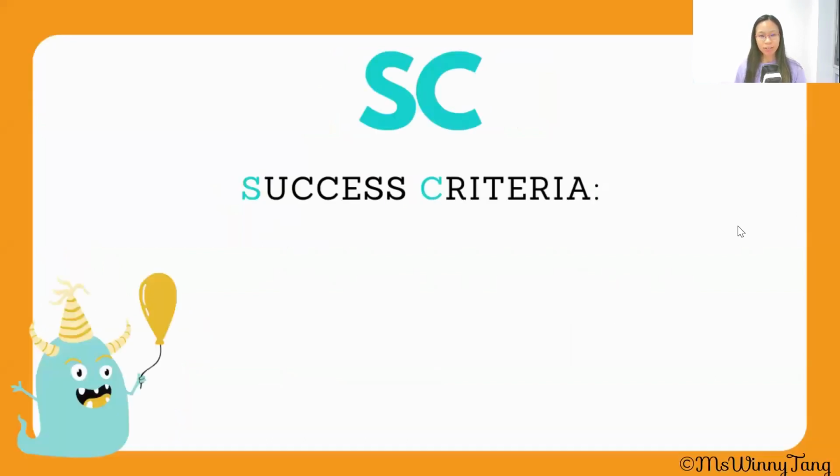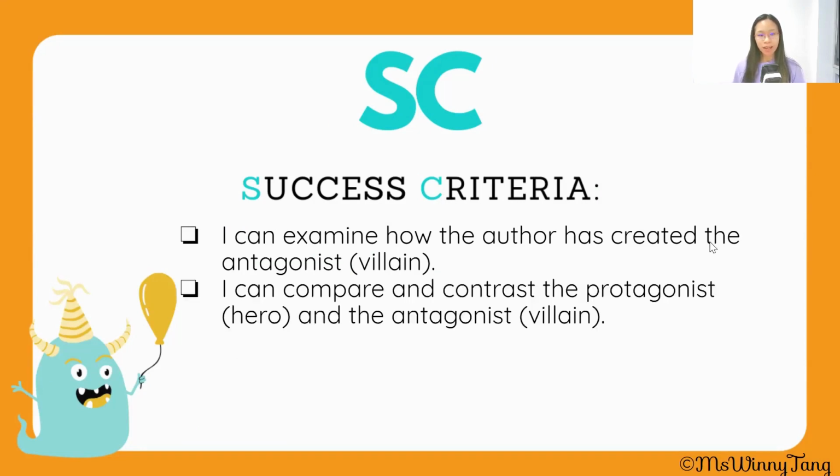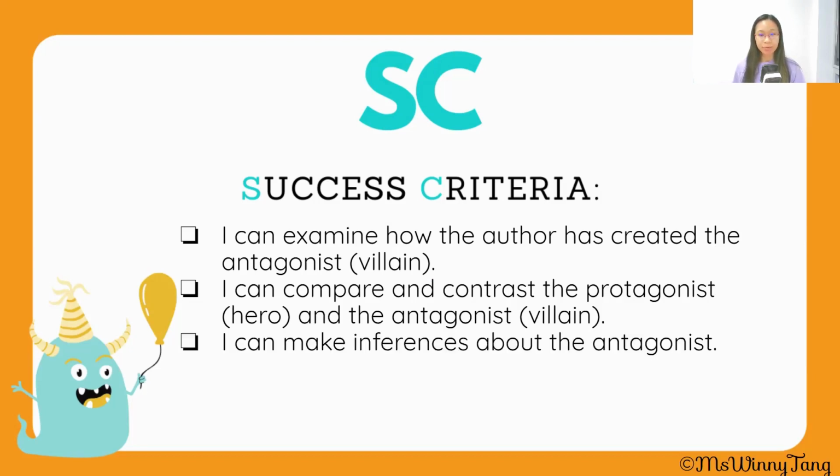Our success criteria for today includes: I can examine how the author has created the antagonist, which could also be the villain of the story. I can compare and contrast the protagonist, the hero, and the antagonist, or the villain. I can make inferences about the antagonist.